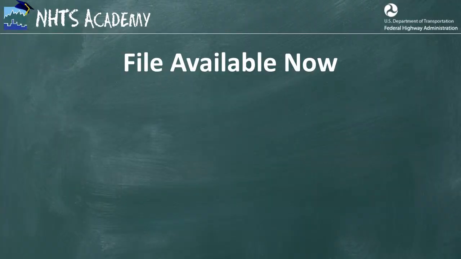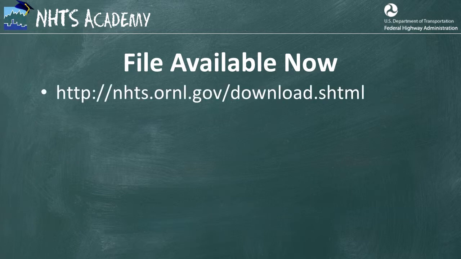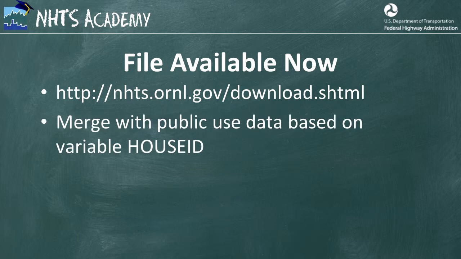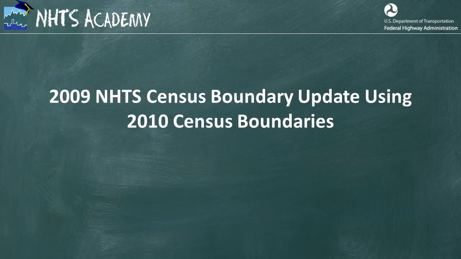So now that we've covered what's in the file and the history behind it, how does one get the data? The 2010 census boundary file is available now and can be downloaded from the website at nhts.ornl.gov. The 2010 values can be merged into the version 2.1 dataset using the household ID variable found in both files.